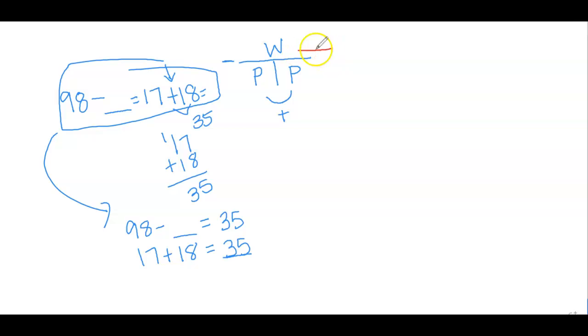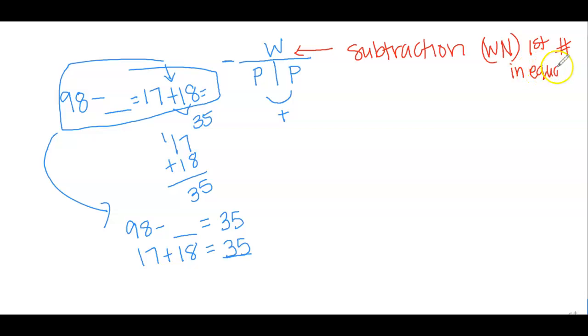So when we're looking for a whole number in subtraction, our whole number, and I put WN for whole number, is always going to be the first number in your equation. That's the largest piece. So if my equation was 12 minus 6 equals 6, my whole number is going to be the first number in my subtraction problem. Now, it's different when you're looking at addition.